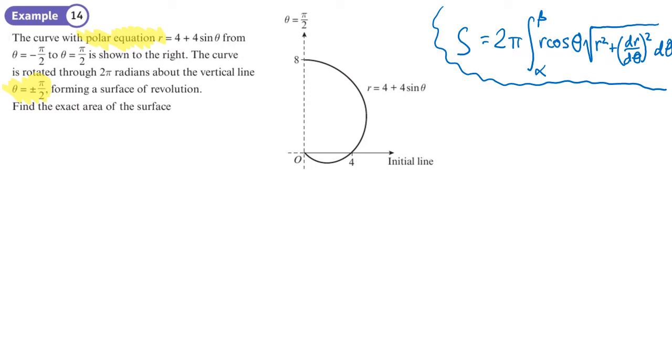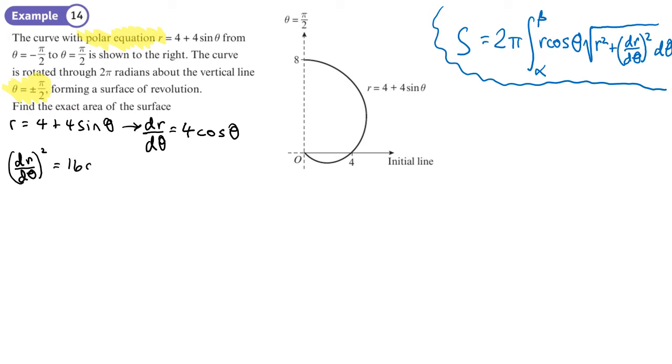Right, so let's start with what we've been given, r. Now we need to find dr d theta, then we're going to square it. So let's find dr d theta first. That will just be 4 cos theta. So squaring that, dr d theta squared is going to be 16 cos squared theta.